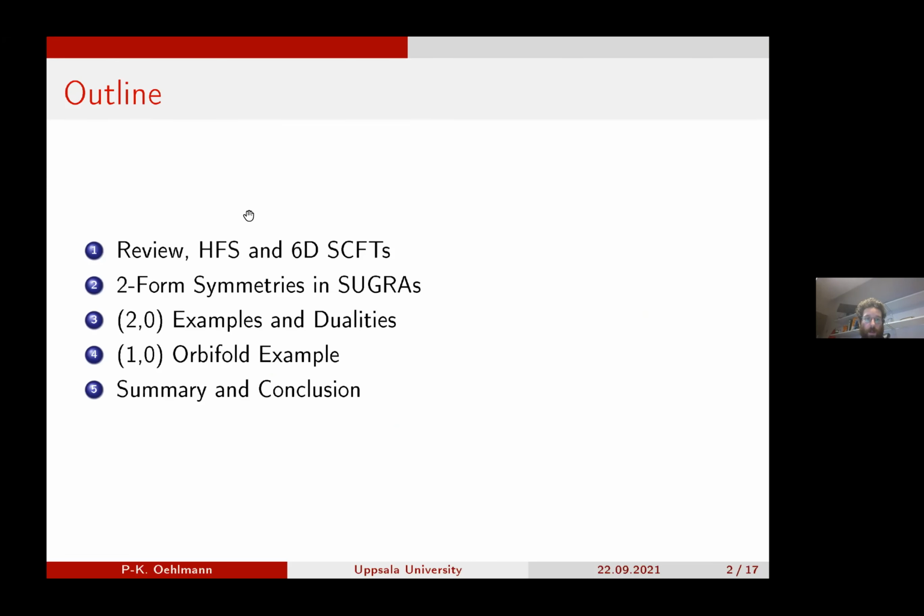Okay, so this is my outline. I will first have to review a little bit what higher-form symmetries and 6D SCFTs are. Then I will focus on the two-form symmetries and how they behave when I couple them to supergravities. We'll spend some time with some examples, in particular examples with a lot of supersymmetry, (2,0) six-dimensional supergravities. And then I will also give an example with (1,0) supersymmetry in six dimensions. And then, of course, I will summarize and conclude.